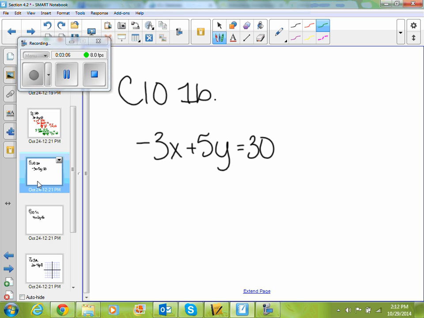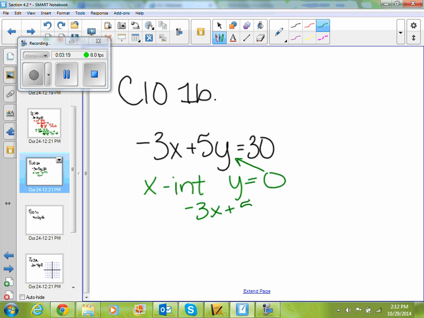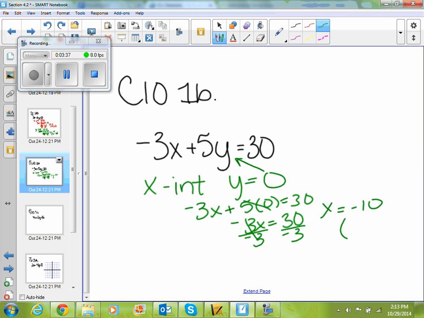Okay, let's do a couple more, like 3 more. At my x-intercept, y is equal to 0, so I plug in 0: -3x plus 5 times 0 equals 30, which means -3x equals 30. It's basically like covering up the 5y and then just doing it. We divide by -3, so x equals -10. There's my x-intercept: (-10, 0).